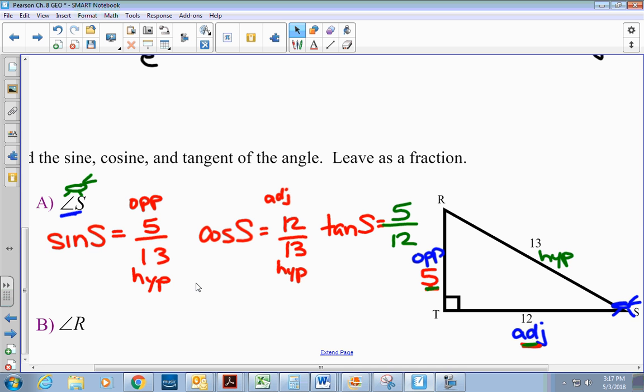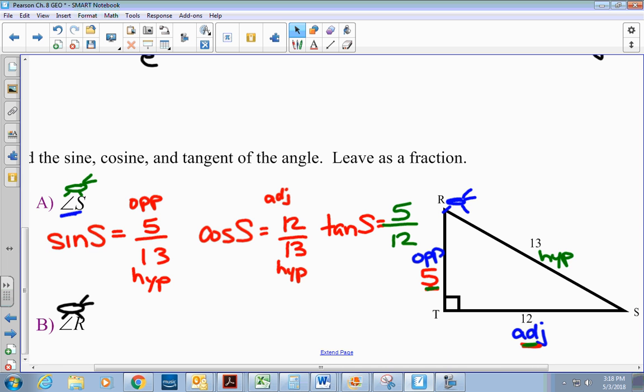Example B, we have to move our flea. We got to move our little flea. We want to put him on angle R. So we're going to take our flea. If you have to erase him, go ahead. One by one, we are dismembering our poor little flea. I like that. No, baby, come back. All right, now our little flea is on R.